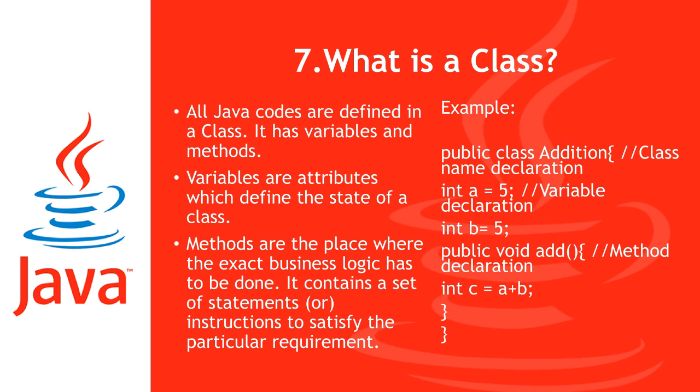What is a class? All Java code is defined in a class. It has variables and methods. Variables are attributes which define the state of a class. Methods are the place where the exact business logic has to be done. It contains a set of statements, or instructions, to satisfy the particular requirement. Example: public class Addition is the class name declaration, int a equals 5, int b equals 5 are variable declarations, public void add is the method declaration, int c equals a plus b.